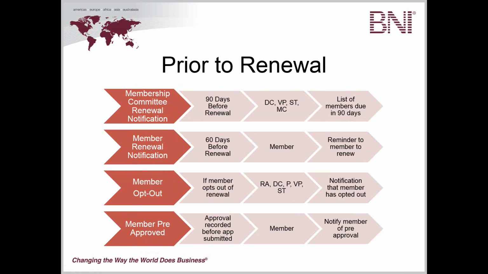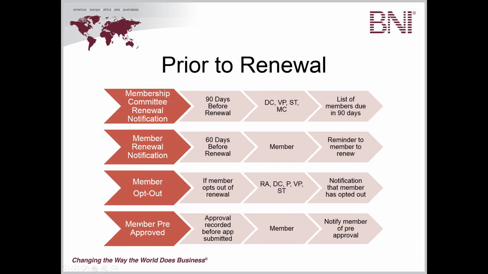The record is not automatically dropped or anything like that. They can still stay through the rest of their term. It would have to be manually dropped at that point. Or this is also an opportunity to possibly talk to the member and find out what's happening, why they've opted out of the renewal, and possibly even turn that around.